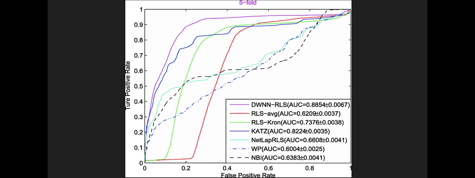F1 score. The F1 score is the harmonic mean of precision and recall. It's also useful for imbalanced datasets. However, AUC is often preferred for comparing different classifiers and evaluating ranking performance.